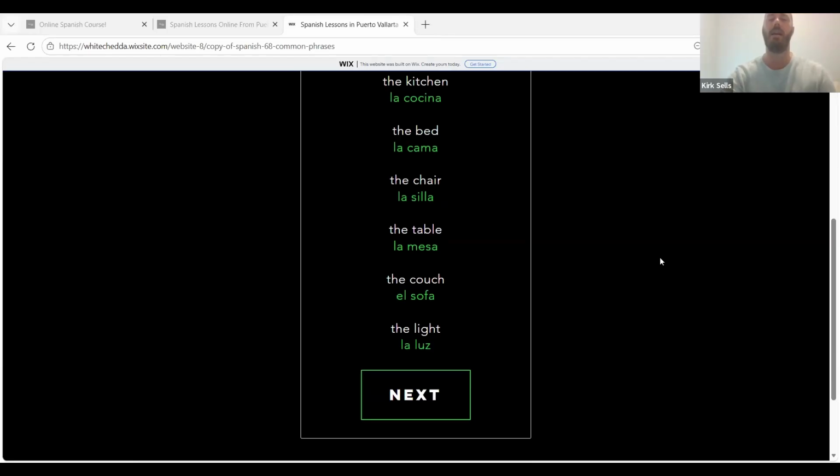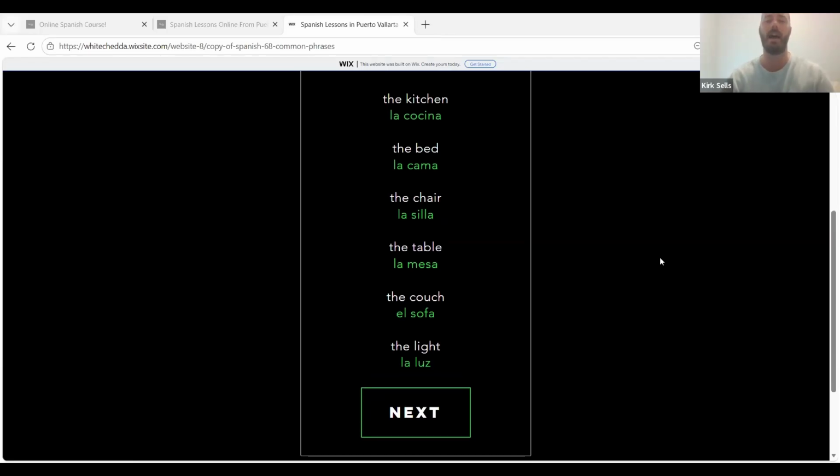The next one, la cama. That's the bed. Let's try it. La cama. The bed. La cama. Excellent. The chair down below is la silla. La silla. The chair. La silla. Good. Notice that that double L, as we talked about back in lesson one, is more like a Y sound. La silla. It'd be like see ya later. La silla.